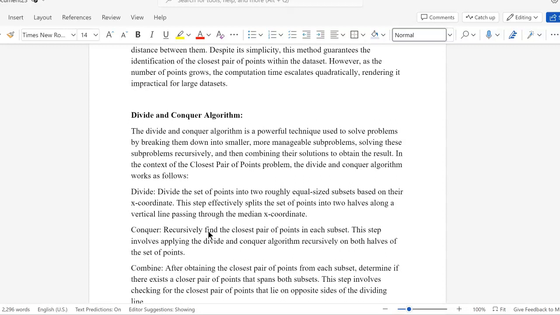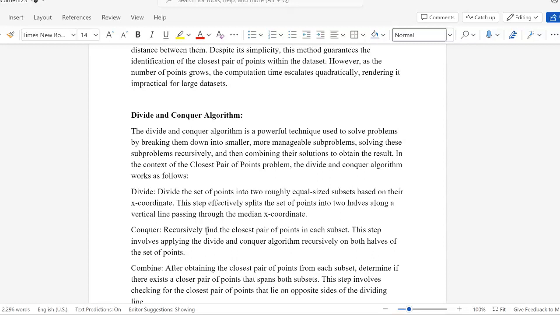It is a very powerful technique that is used to solve many problems in less time complexity. If we want to go deep into divide and conquer algorithm, the divide and conquer algorithm is a problem solving strategy that involves breaking down a complex problem into smaller, more manageable subproblems. In the context of the closest pair of points problem, the algorithm divides a set of points into two subsets based on their x coordinates, recursively finds the closest pair of points in each subset, and then combines the solution to determine if there exists a closest pair of points that spans both subsets.